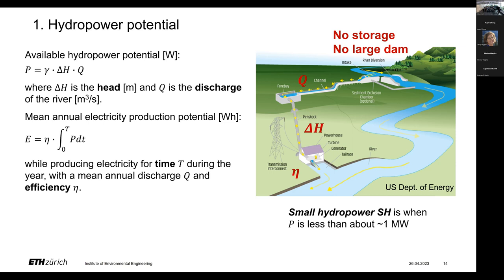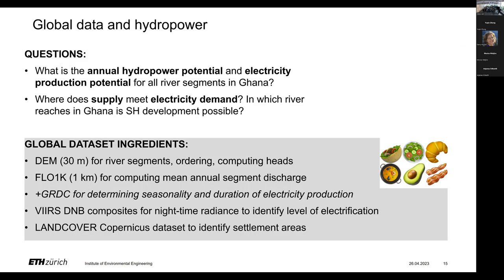So what are the questions we can pose here of a global data set? We can ask things, and this is important, to frame the questions well. What is the annual hydropower potential and electricity production potential in Ghana across all the rivers they have? And where does supply meet electricity demand? This is the second question. In which river reaches is this development of small hydropower possible?